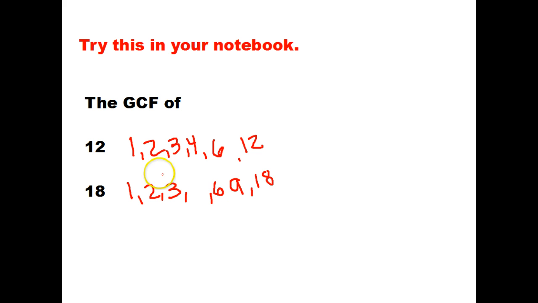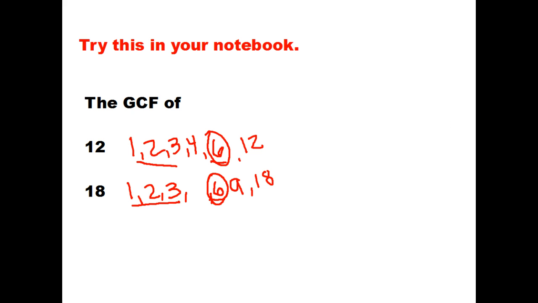So which factors do we have in common? We have 1, 2, and 3 in common. We also have 6 in common. Which is the biggest? 6. Okay, so GCF is 6.